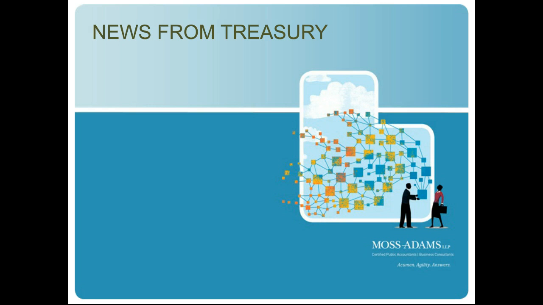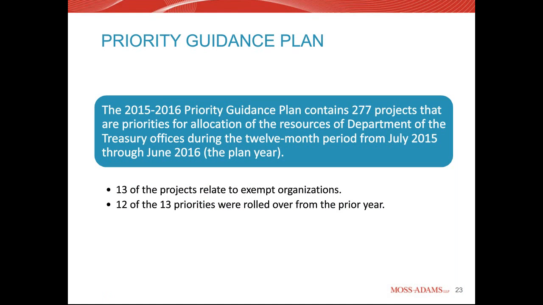So news from Treasury. First slide is the priority guidance plan. This is where the Department of Treasury focuses for the 12-month period. What are they going to help out on? What type of projects? Well, you'll see from the next couple of slides, they aren't super speedy in this area. I think other things might come up that pull them away. But out of the 13 projects for tax-exempt organizations, 12 of them were rolling over from the prior year.